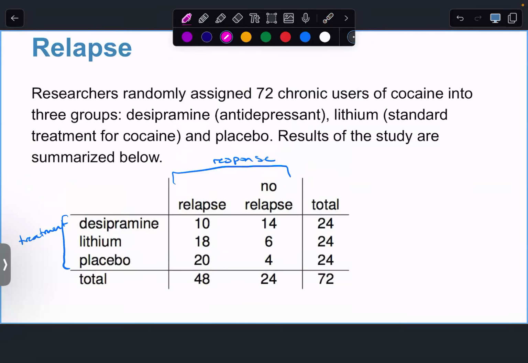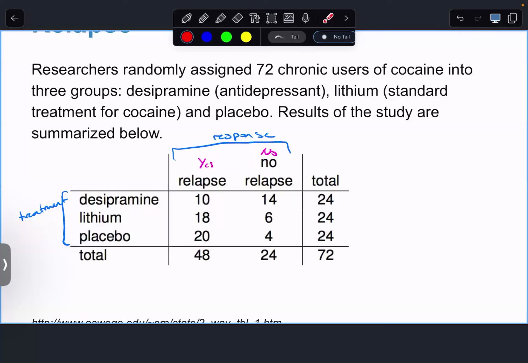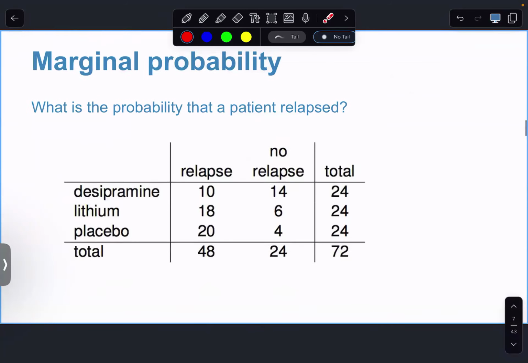For simplicity, we can call this yes and we can call this no. And then we'll remember that it's relapse yes, relapse no. And we have 72 people in the study, right? And that's the grand total down here. So how many total relapsed? 48 out of 72, which means 24 didn't out of the 72, right? So we already know how to read this table.